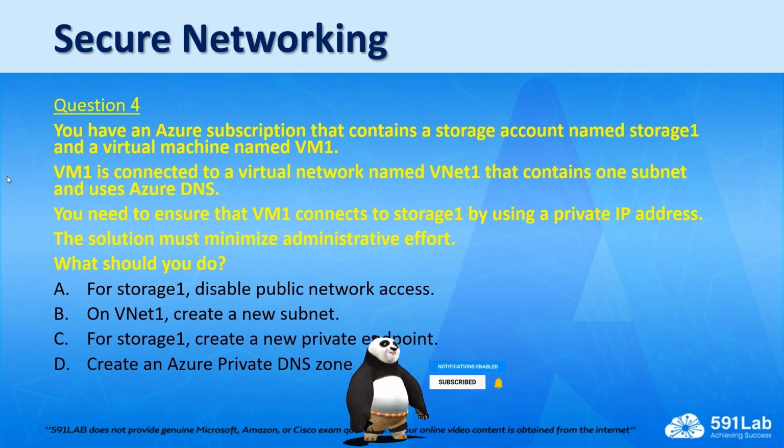What should you do? Choice A, for Storage1, disable public network access. B, on VNet1, create a new subnet. C, for Storage1, create a new private endpoint. D, create an Azure private DNS zone.